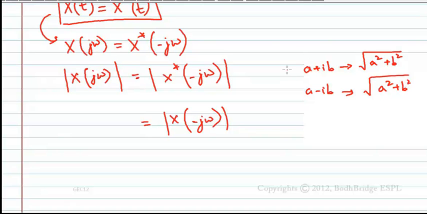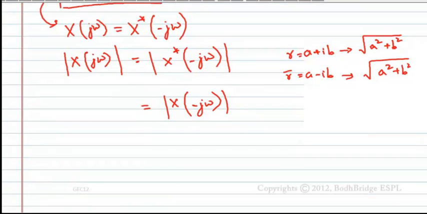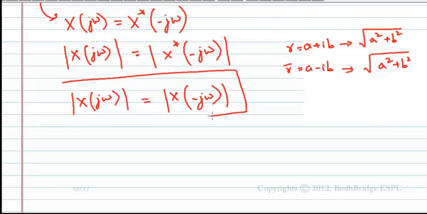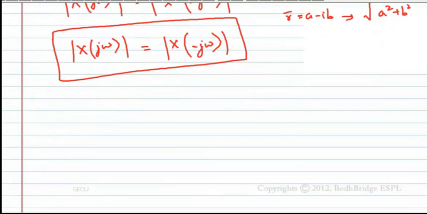Therefore, let us say this is R and this is R bar or R star. R and R bar have the same magnitude. Therefore, mod x of j omega is equal to mod x of minus j omega, which means what? The magnitude spectrum is symmetric. That is, whatever is present on the right side will be present on the left side.